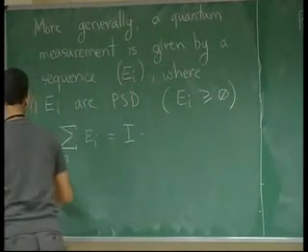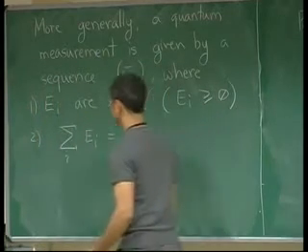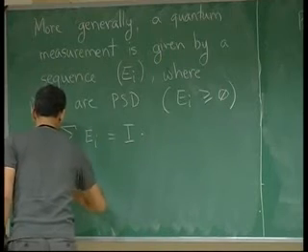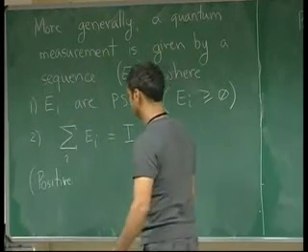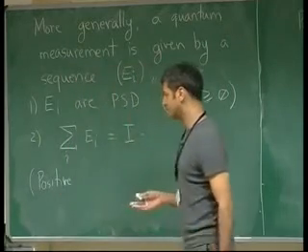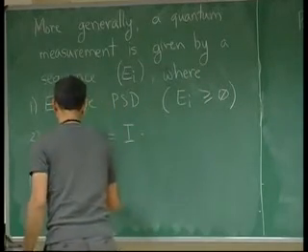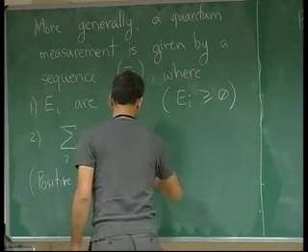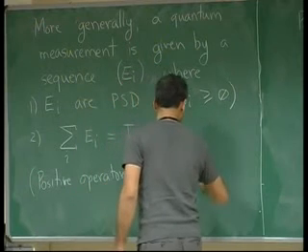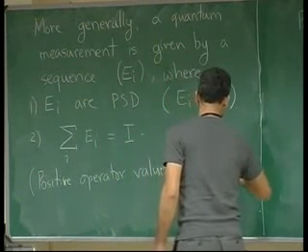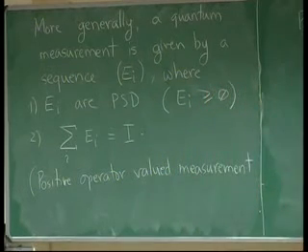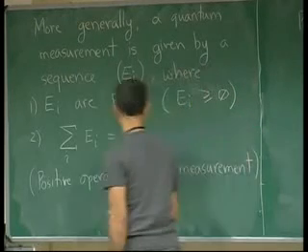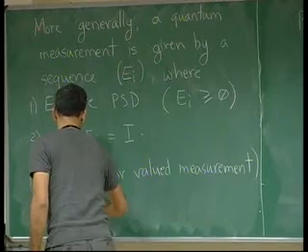Okay, so in the literature, this is called a positive operator valued measurement. I have no idea where this nomenclature comes from, and I think its use is on the decline. I tend not to use it. But you're likely to see it in the books and the papers that you read, so it's good to know what it is. POVM.